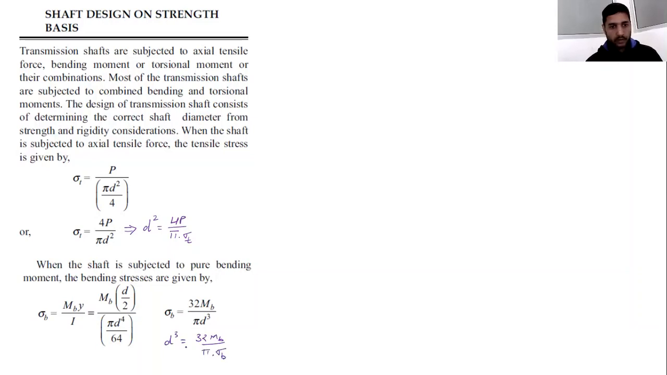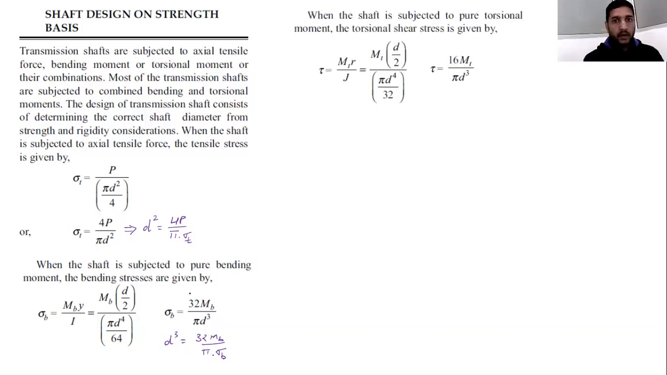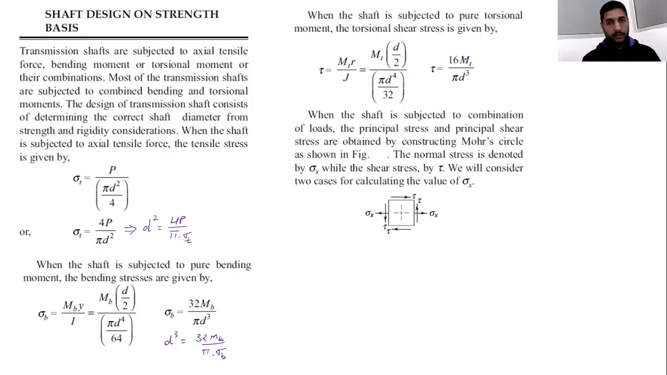So from this formula, you can get d from here. Now, when the shaft is subjected to pure torsional moment, then we will use the torsional equation. From the torsional equation, you know that tau is equal to MT r upon J. By putting all these terms, we will get 16 MT upon pi d cube. From here also, you can get the value of diameter.